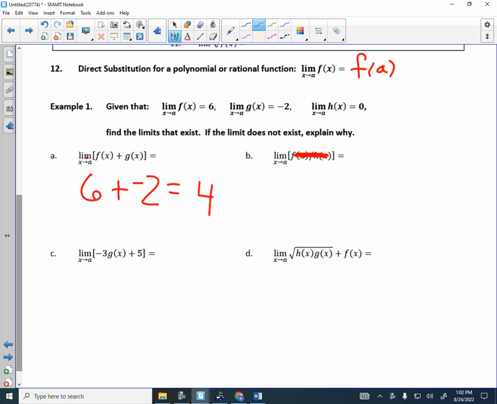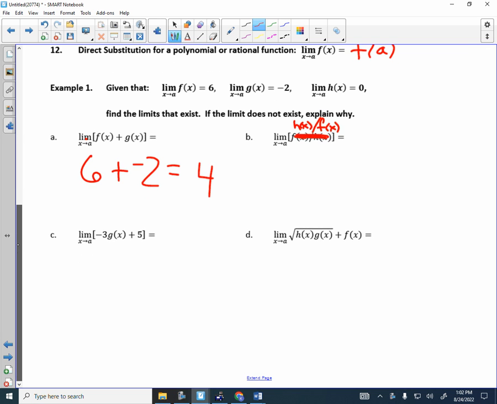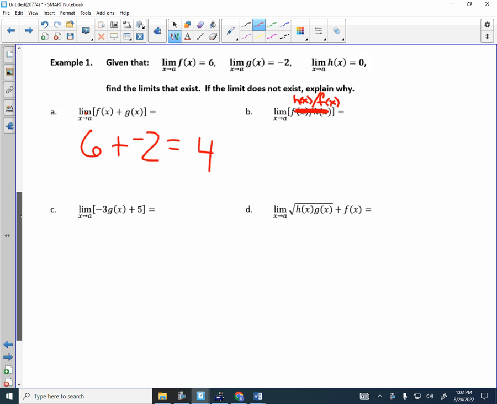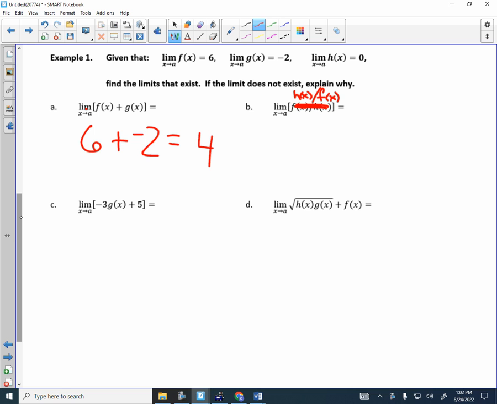For the next one, switch it. Do h divided by f. You try h divided by f on your own. Go. I've got 0 divided by 6, which is 0. Are we good? Okay, the next one.